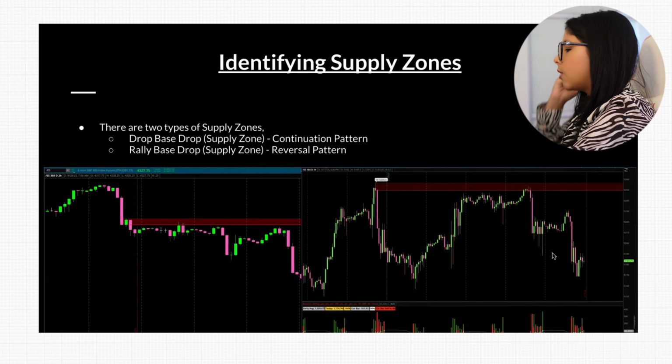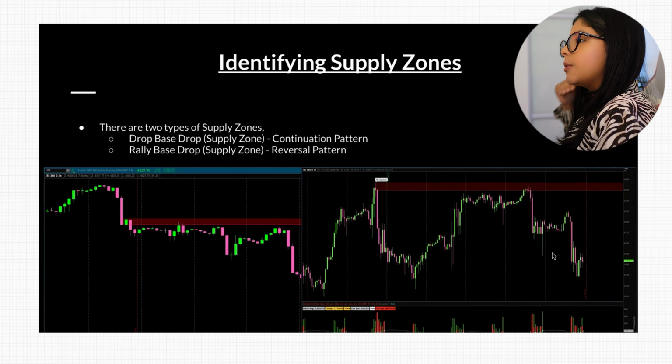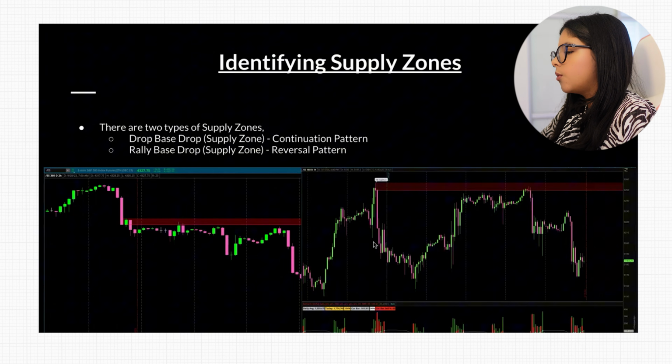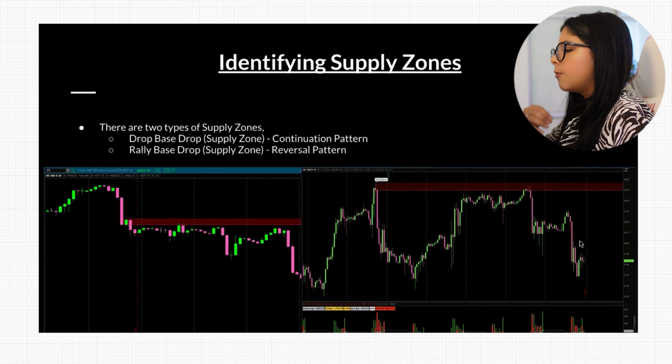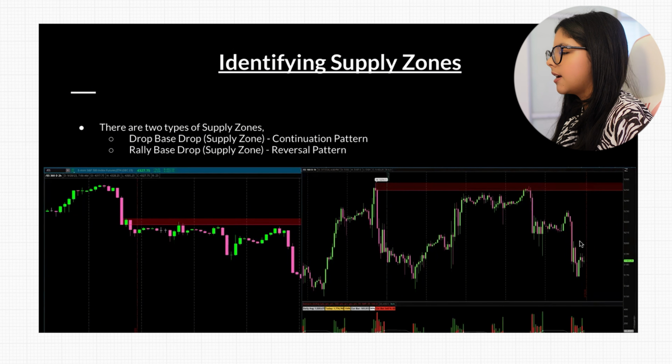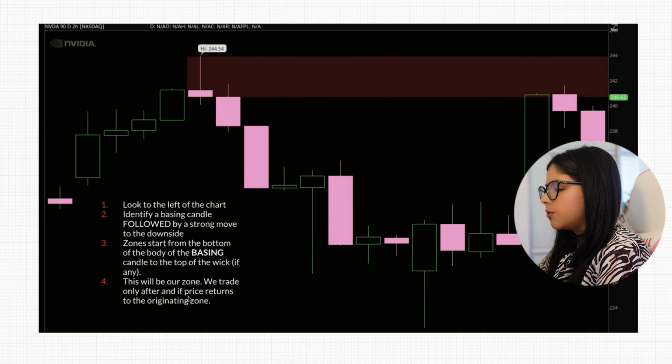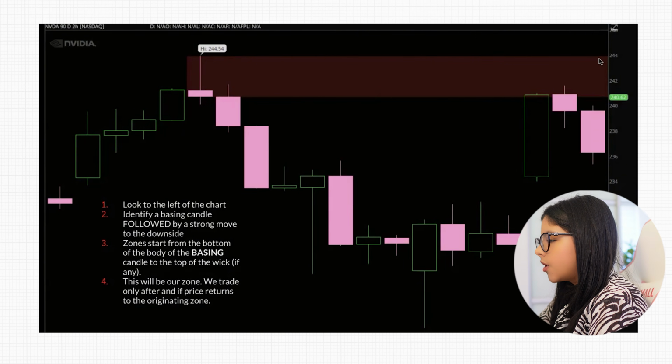It'll go to the supply zone, right back to the demand zone, and it'll go from the demand zone right back to the supply zone. In balance ranges, it'll move just like that. And what will form in the middle is rally-based rallies and drop-based drops that will help you get more day trade type opportunities. We trade only after and if price returns to the origin zone.